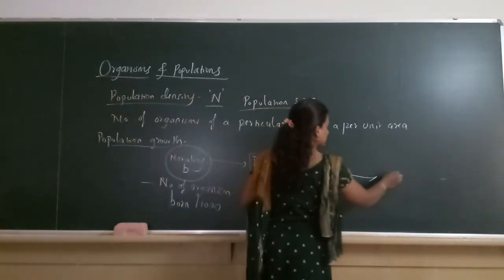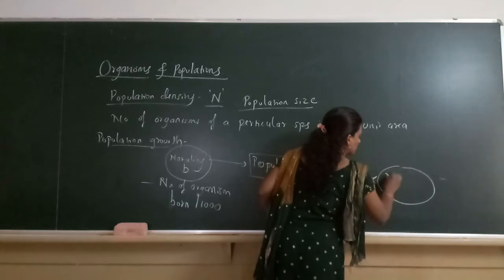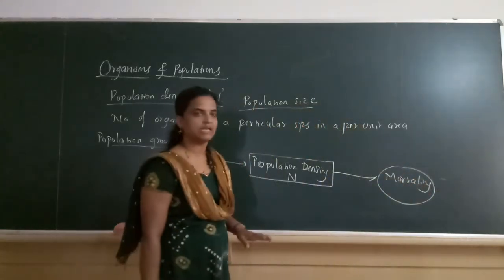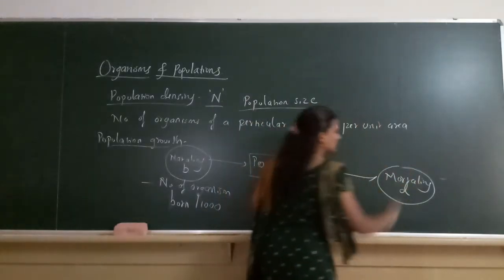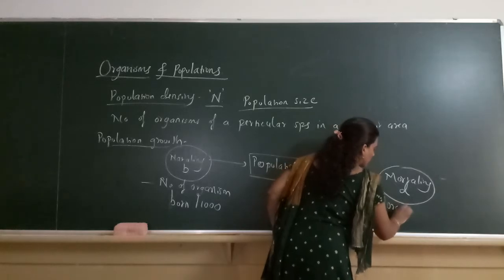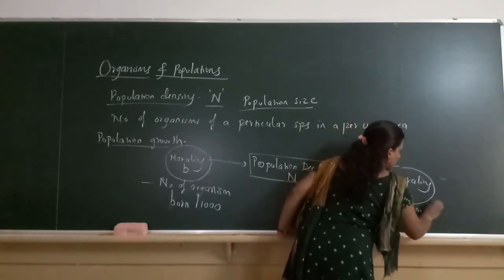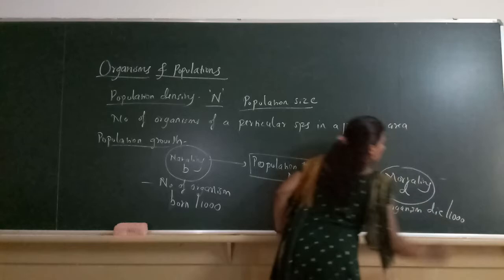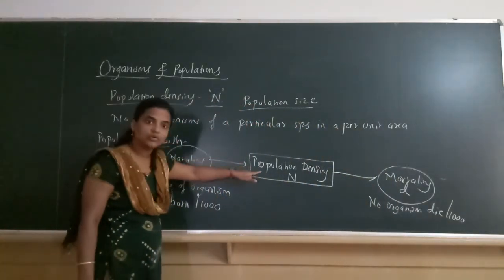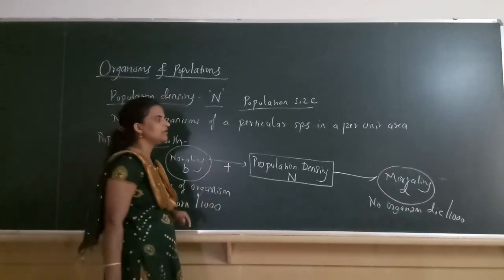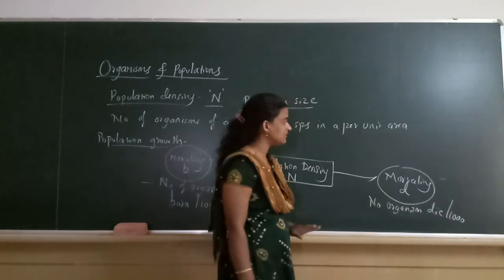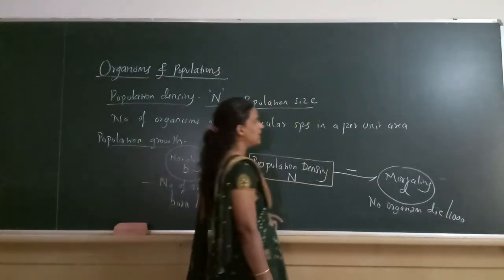The second is mortality. Mortality means death rate, represented by small d. It is the number of organisms that die per 1000 organisms. Here organisms are added to the population, represented by plus. Here the number of organisms decreases, represented by minus.